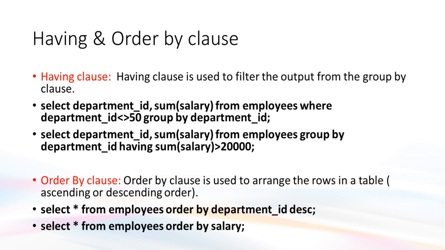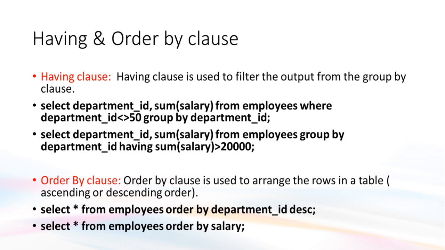Okay, not equal to 50 I am saying here. Department ID is not equal to 50 means other than 50, whatever departments are there, it will give you those departments and their sum of salaries. And department ID based, it will group. And in the second query, we are getting all the departments because we don't have any condition.